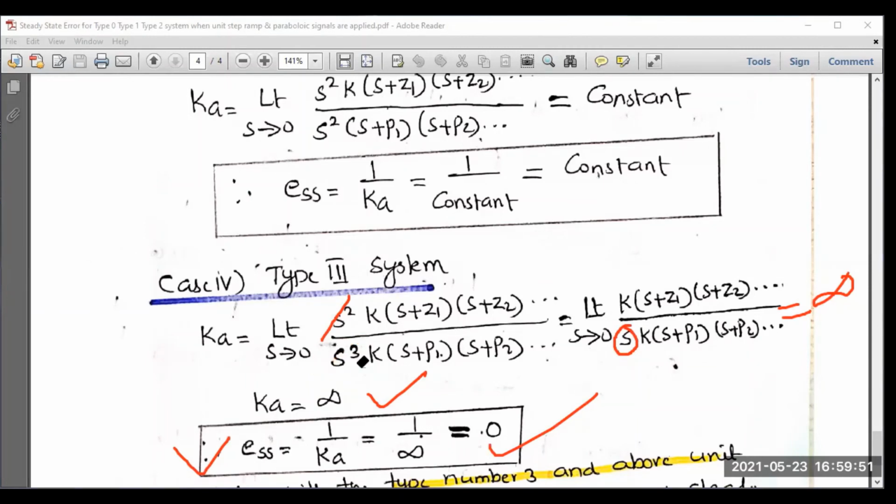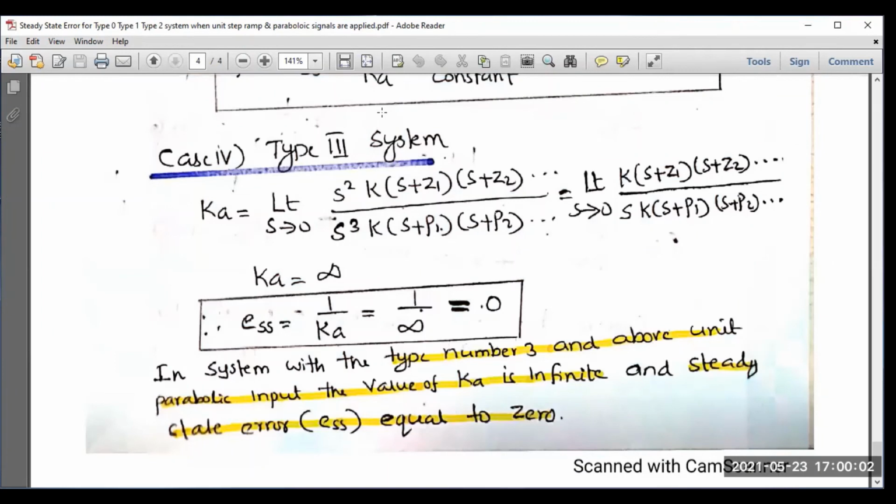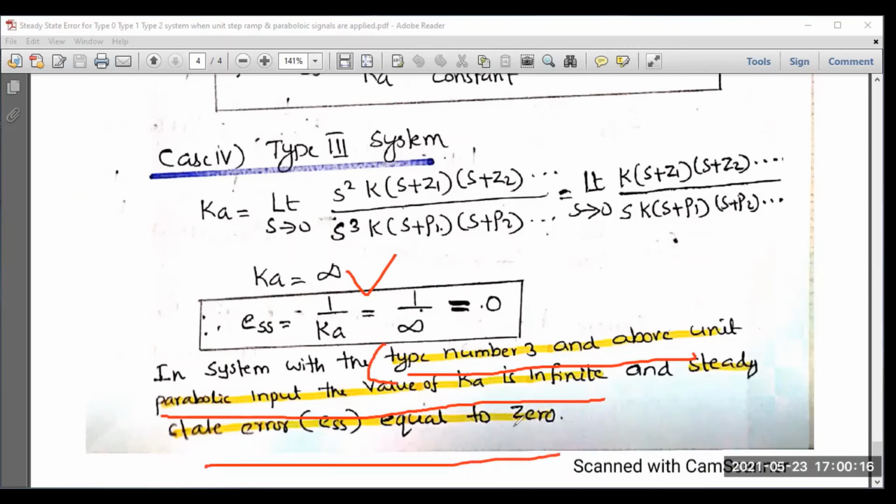So this case will be applicable from type 3 system onwards, for type 4, type 5. Likewise, whenever you are going for a different system, the same principle can be applied. So I have written for the purpose of going above type 3. That means for type 3 and above, for the unit parabolic input, the value of Ka is infinity. It is absolutely true. So Ka will be infinity. If Ka is infinity, I can say that the steady state error will become 0.